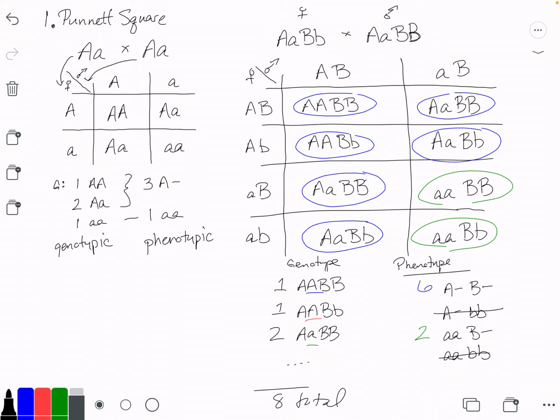If this had been a cross of heterozygotes, a dihybrid cross of heterozygotes, you'd have 16 squares, and that's where we get Mendel's famous 9:3:3:1 ratio. So that's about the largest that you can do for a Punnett square. That's where the other methods come in handy.